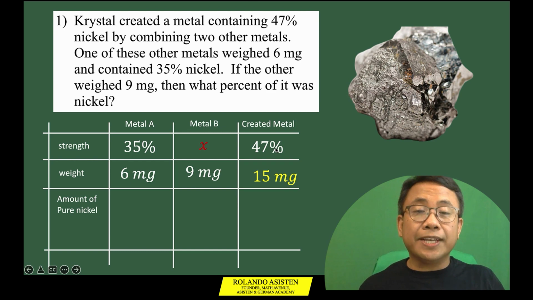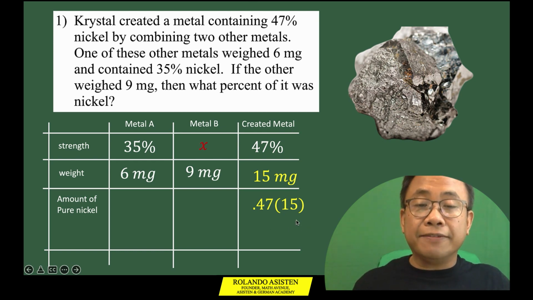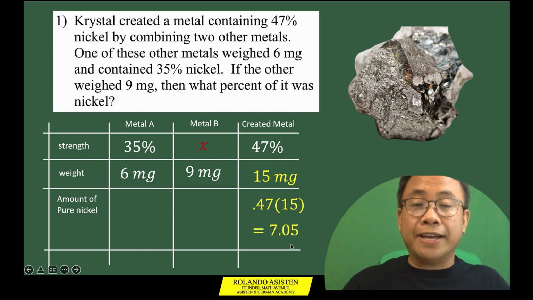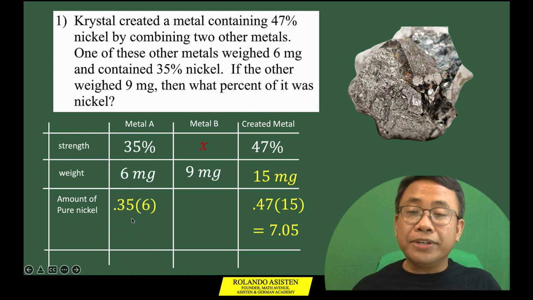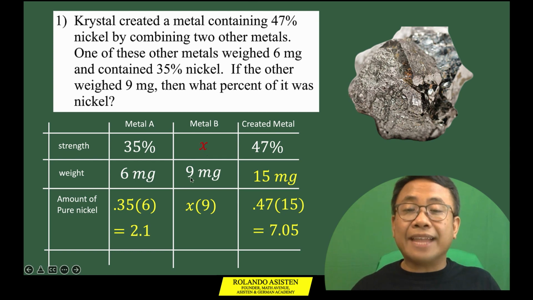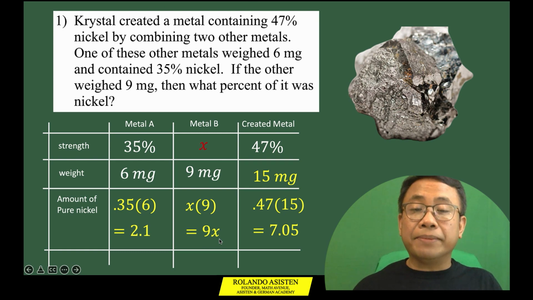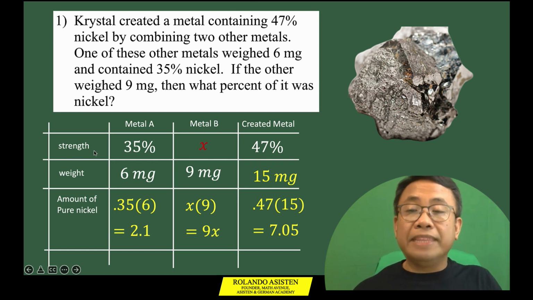If 47% of the 15 milligram metal is pure nickel, then 0.47 times 15 would represent the amount of nickel for the created metal, and this gives us a value of 7.05. Now for metal A, multiply 0.35 times 6 to get the amount of pure nickel, and that gives us 2.1 milligrams of pure nickel for metal A. And for metal B, multiply X times 9 milligrams to get 9X, where X is a decimal number representing the percentage of nickel for metal B.